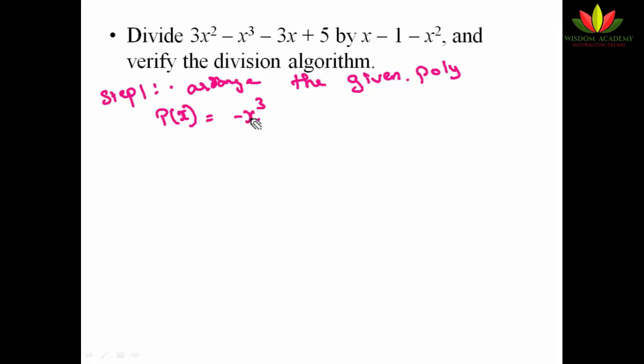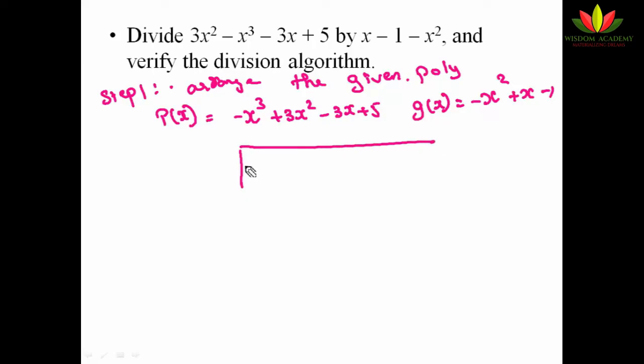So I will write it first, even whatever it is, in minus itself. So minus x cube, then plus 3x square, then minus 3x plus 5. Similarly, my g of x also has to be arranged because it is also jumbled here. So it's going to be minus x square and plus x and minus 1. So I'm going to go for my long division. That is what I'm going to do here.